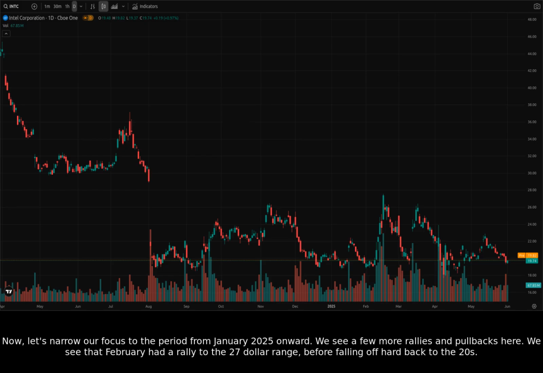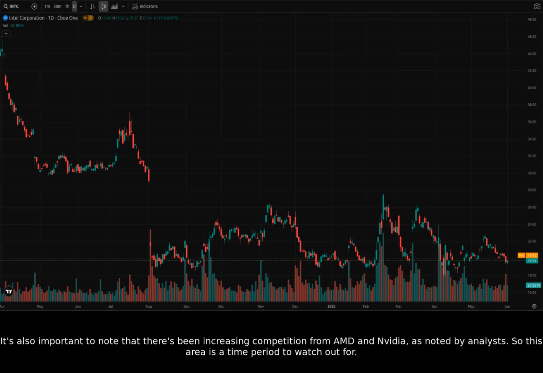Now, let's narrow our focus to the period from January 2025 onward. We see a few more rallies and pullbacks here. We see that February had a rally to the $27 range before falling off hard back to the 20s. It's also important to note that there's been increasing competition from AMD and NVIDIA, as noted by analysts. So this is a time period to watch out for.